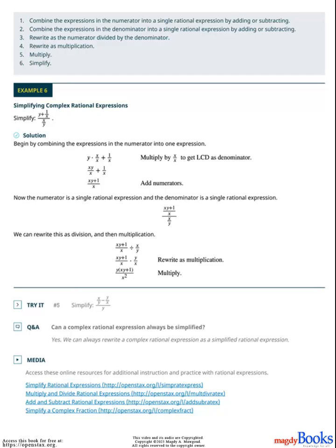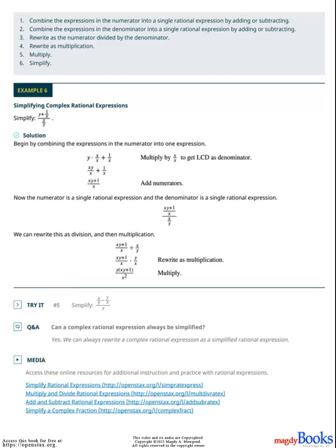Example 6. Simplifying complex rational expressions. Simplify (y + 1/x) divided by (x/y). Solution. Begin by combining the expressions in the numerator into one expression: y · x/x + 1/x. Multiply by x/x to get the LCD as the denominator: xy/x + 1/x = (xy + 1)/x. Add numerators.